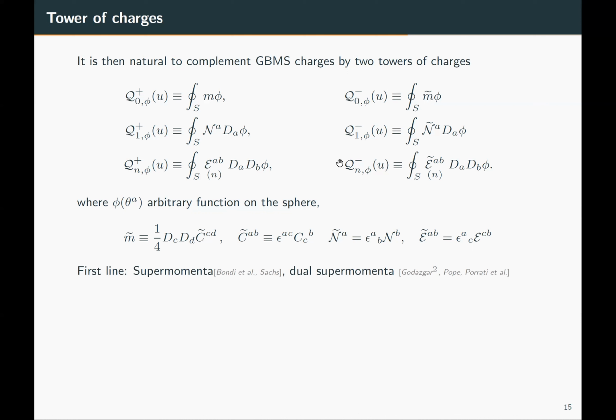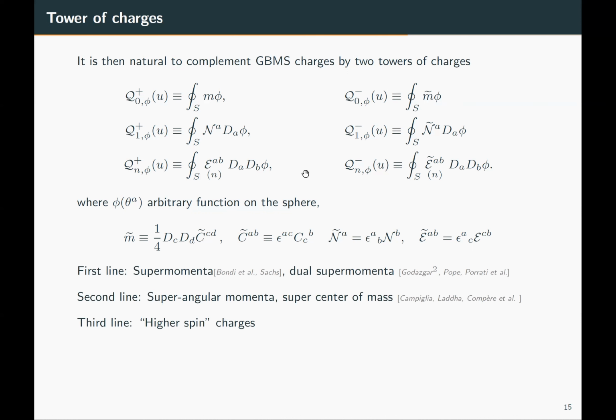And then this third line is the so-called, I call it higher spin charges. I've not yet proved anything, but I just call it higher spin charges. But they are the same that we introduced with Anna and Daniele, right? That's exactly what we did. Yes. Okay.